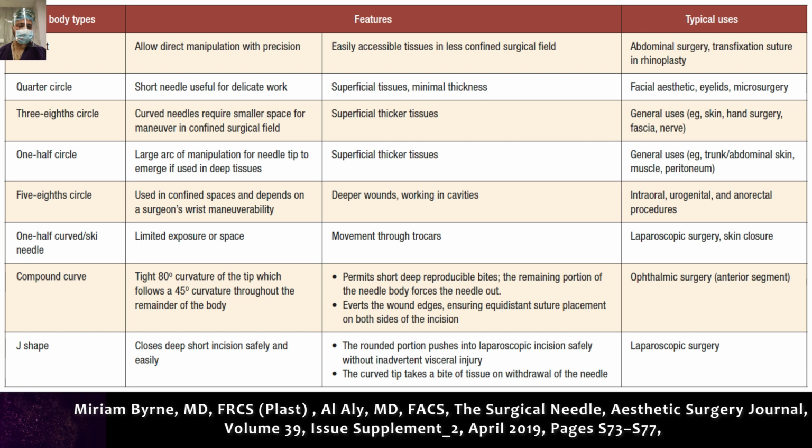Friends, you can pause the video here, and I have shared the link to this table, which is one good article I found over the web. You can go through how the different types of needles are used in which part of the surgical specialties. Quarter circle needles are basically 1/4 circle, used for fine sutures like eyelid surgery and microsurgery. In general surgery, we mainly use the half circle. They are used in thicker tissue, like trunk, abdominal muscle, and peritoneum. The J-shaped, basically ski needles, are used more in laparoscopic surgery.